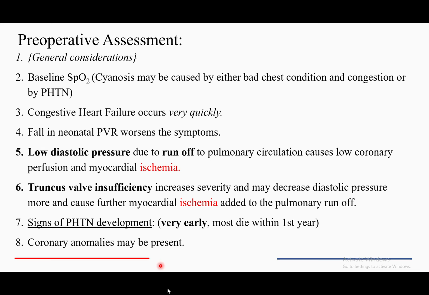So all these are challenges for the Truncus arteriosus, and you should be warned that Truncus arteriosus is a very critical case, and the mortality rate is high. It's a very dangerous case, whether to anesthetize for cardiac or non-cardiac surgery. So we should give great care and great caution to these patients.